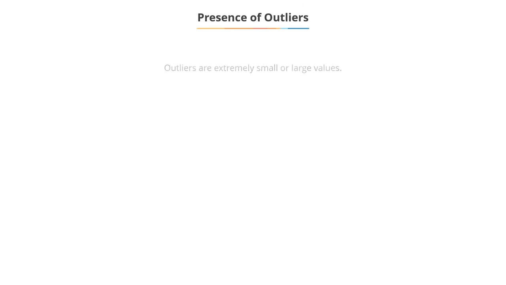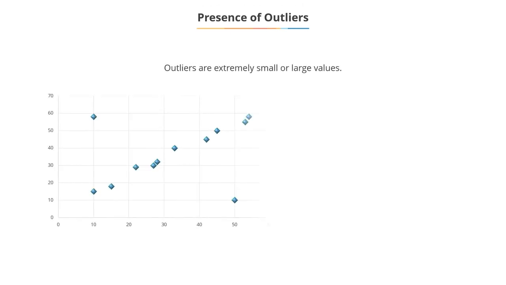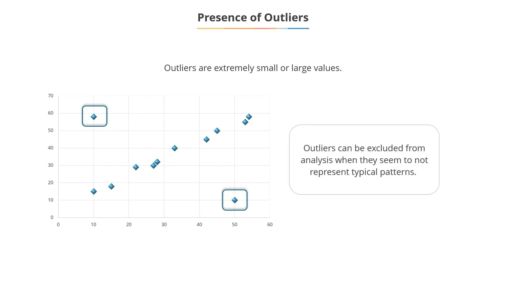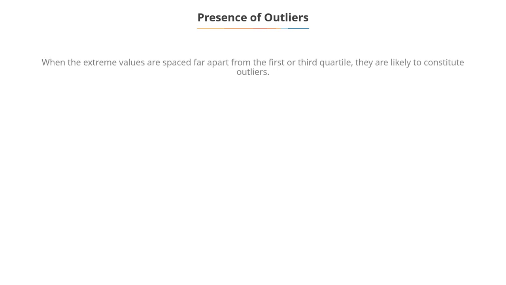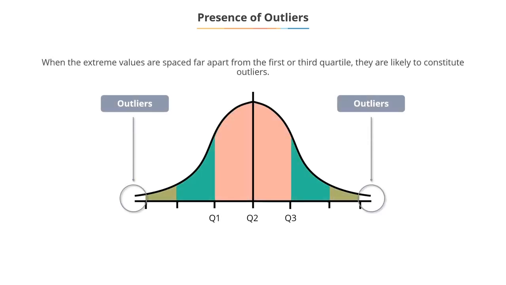Presence of outliers. Extremely small or large values are usually treated as outliers. These can occur owing to unforeseen events like railway strikes and special events. These can be excluded from analysis when they are considered unrepresentative of typical patterns. A box plot chart is used to identify outliers in the data. When the extreme values are spaced far apart from the first or third quartile, they are likely to constitute outliers. The distance between the first and third quartile indicates the magnitude of variation.